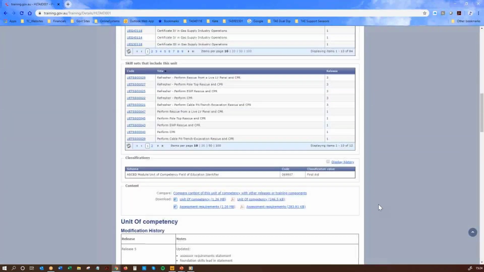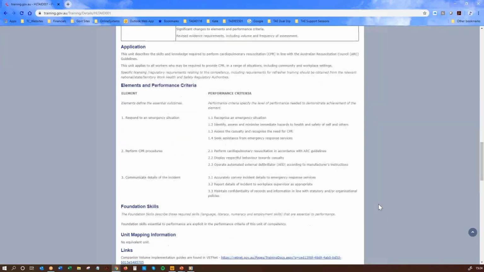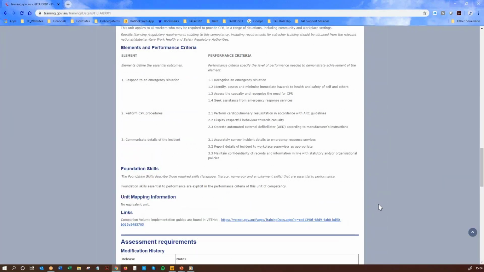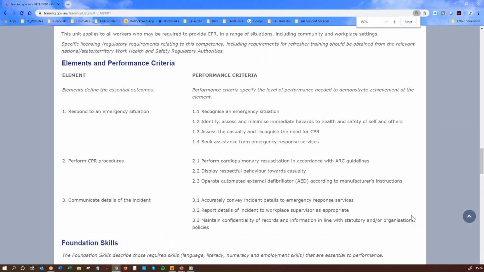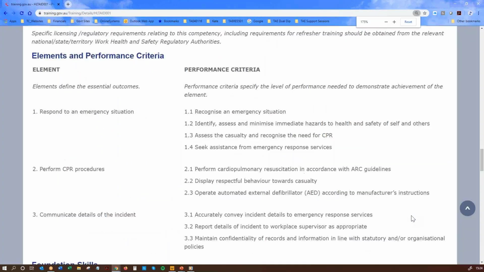So all of this information is contained firstly within our elements and performance criteria. Within every unit of competency, there is a specific area that defines what the outcome is if you're competent. So by the end of this training session, you should be able to respond to an emergency situation, perform CPR procedures, and communicate details of the incident. Then you've got these performance criteria.